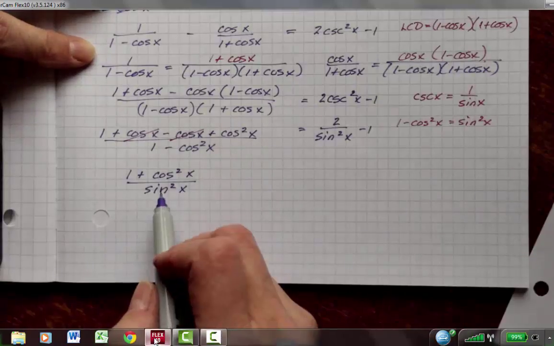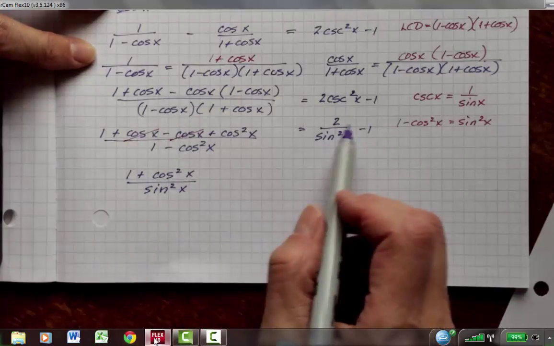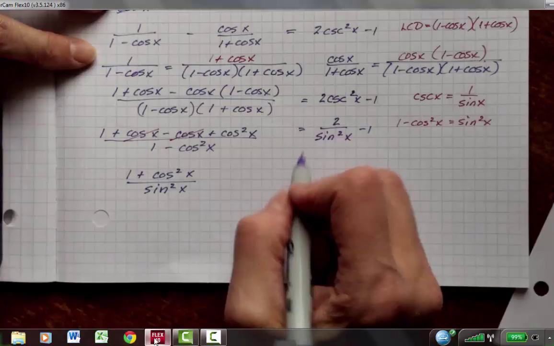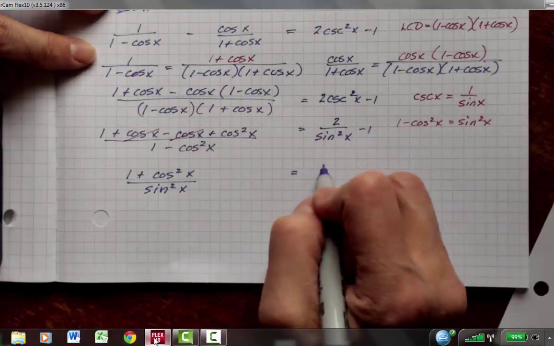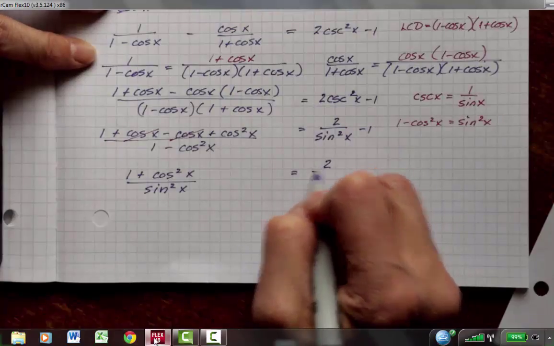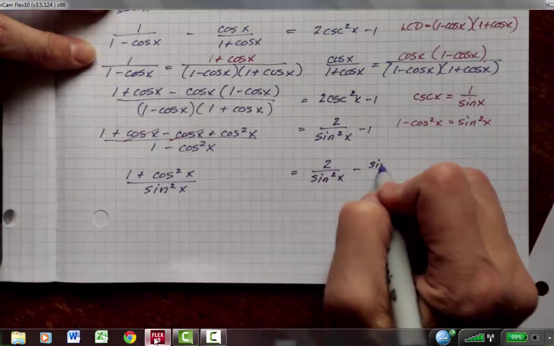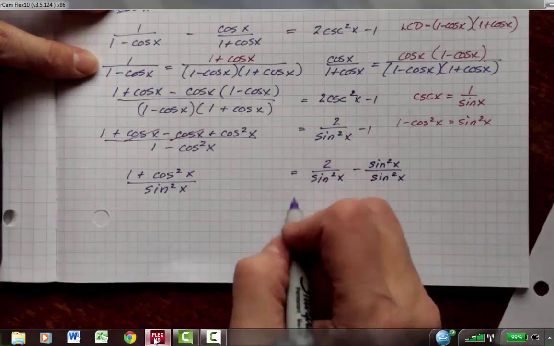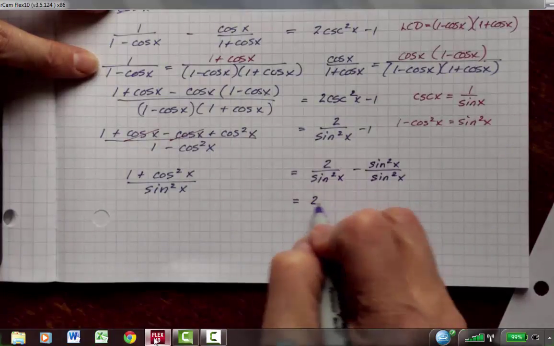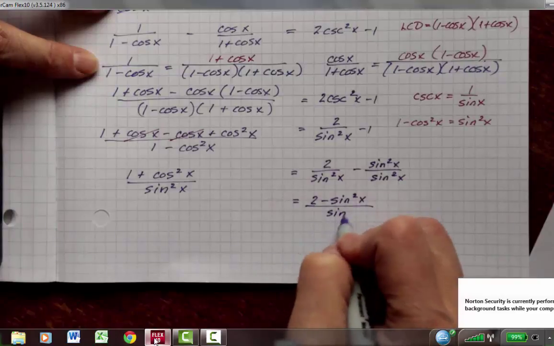Notice in the denominator I only have one denominator here. And over here my fractions are not combined. So I'm going to combine them by making 1 into an equivalent fraction where sine squared is in my denominator. So 2 over sine squared x stays the same, and I'm going to subtract sine squared x over sine squared x. So now I end up with 2 minus sine squared x over sine squared x.